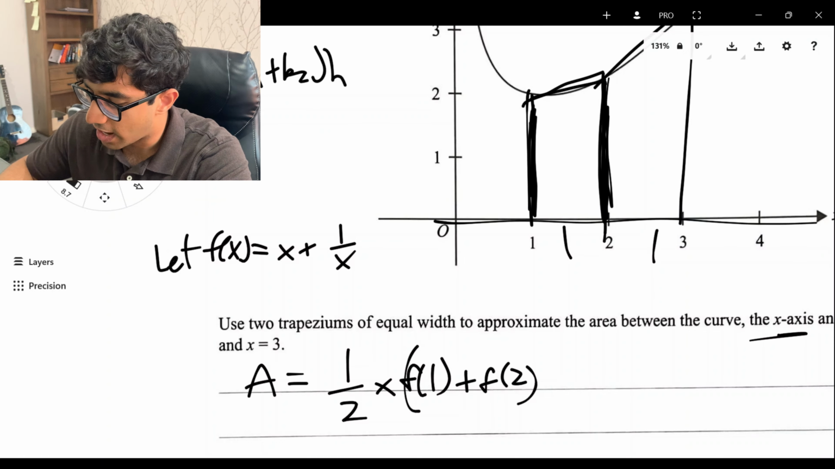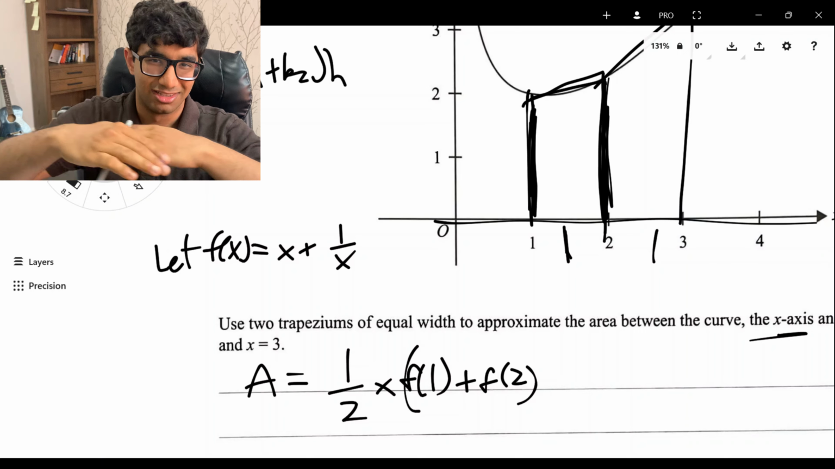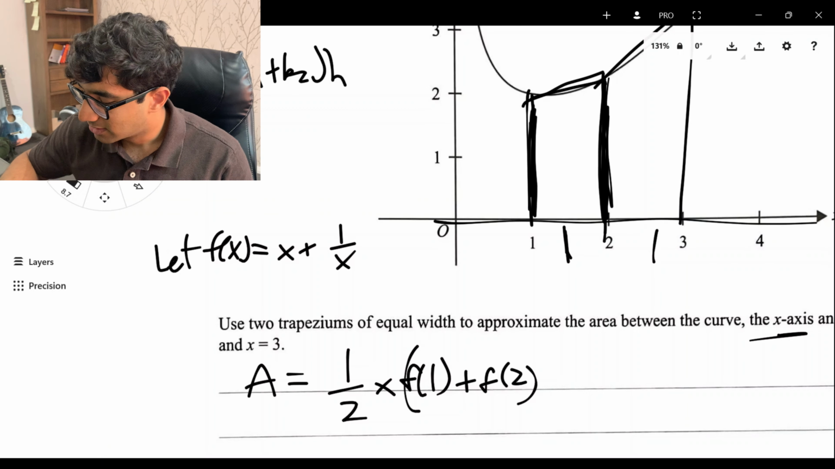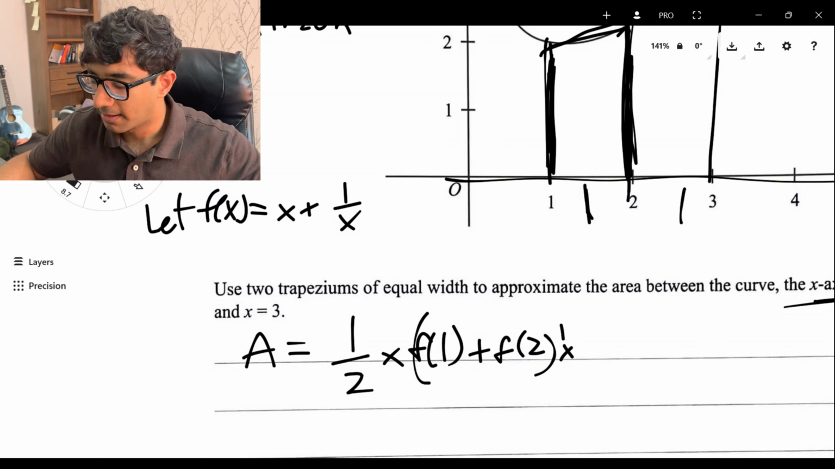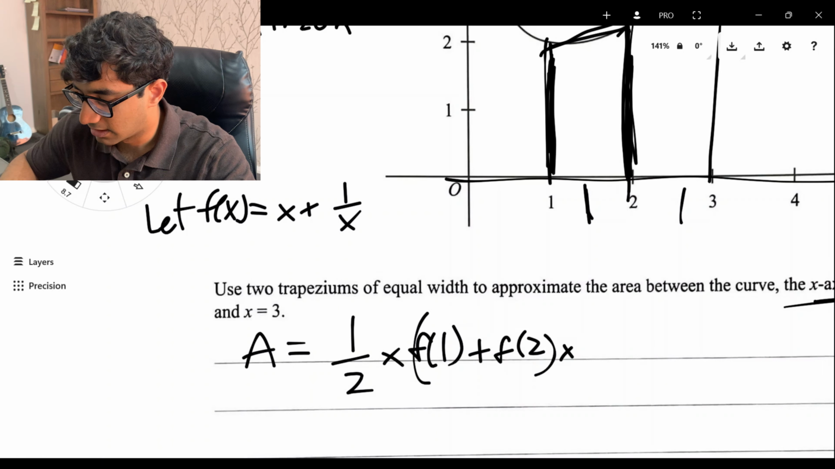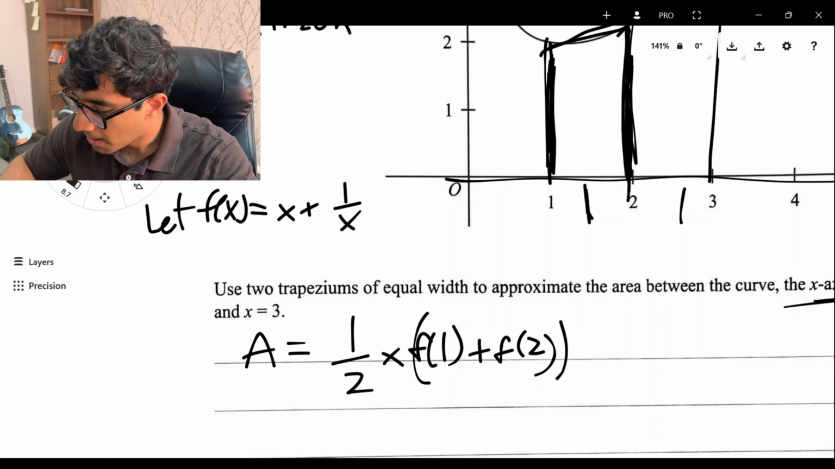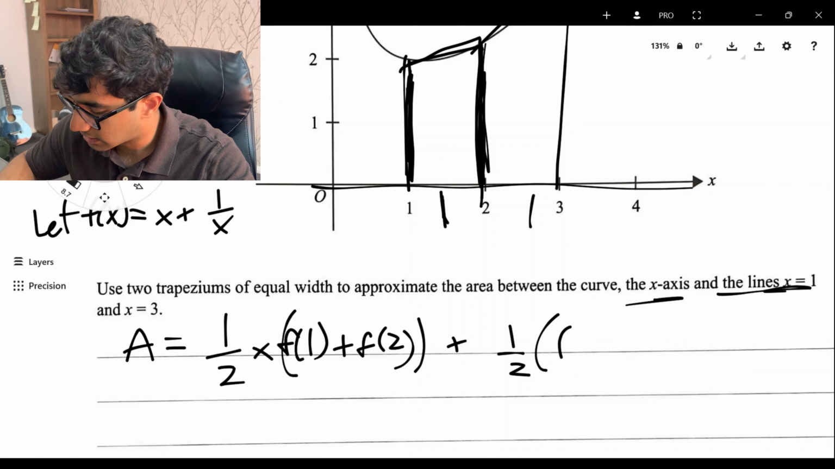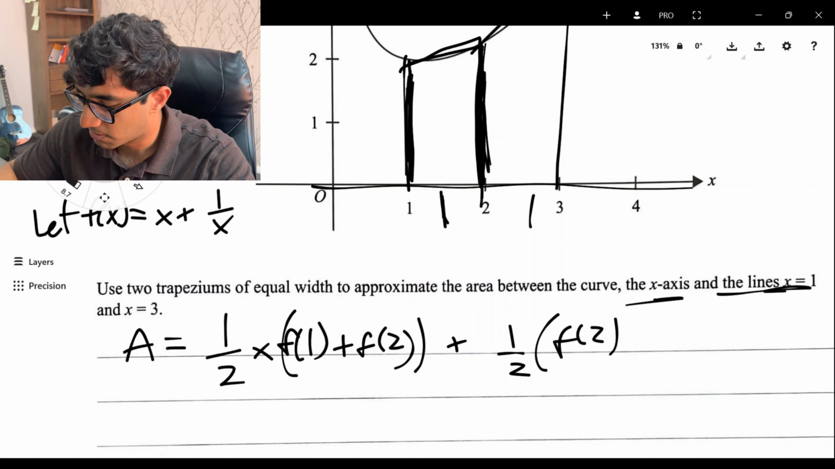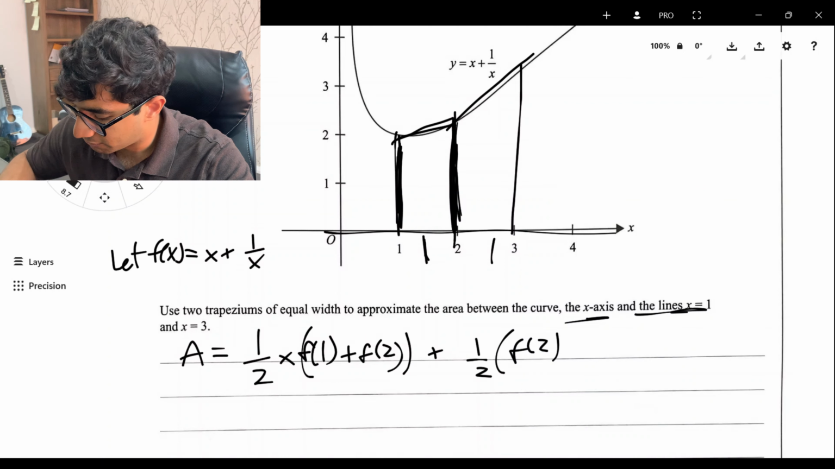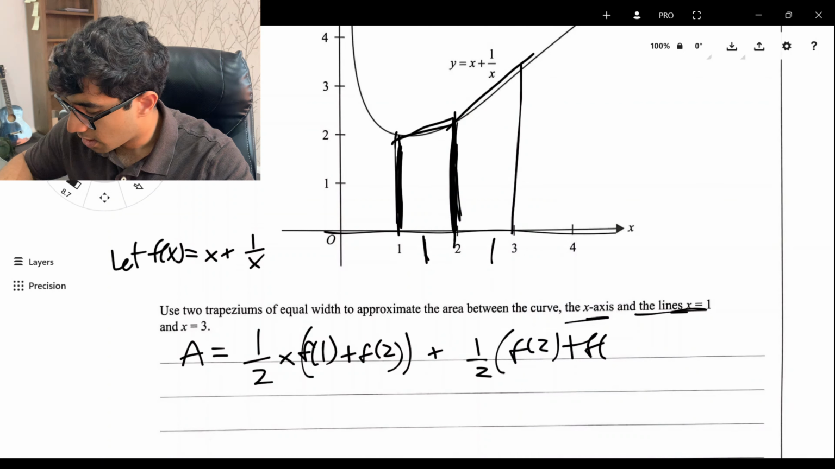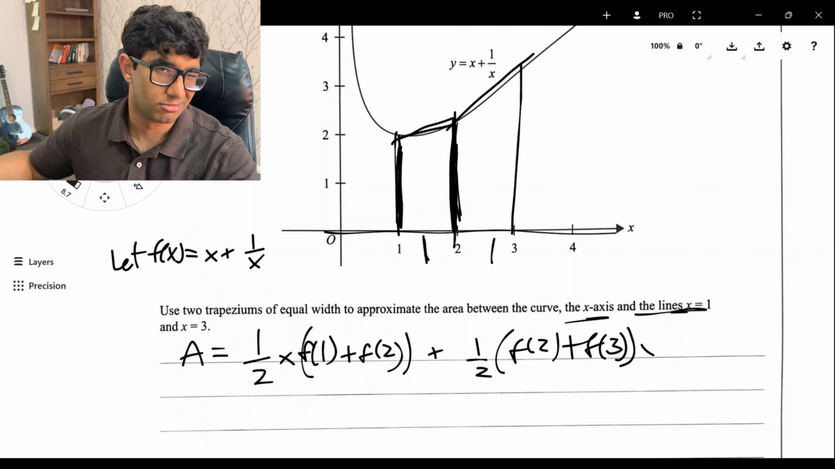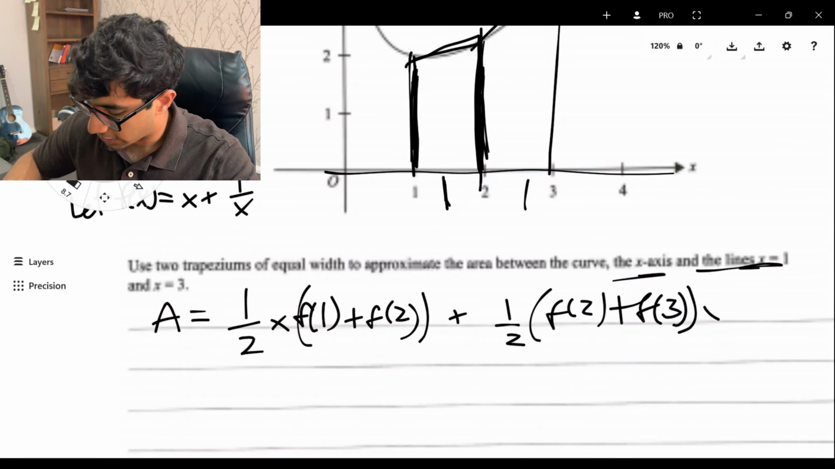Times your height, and your height is the width of your trapezium. So that's just going to be times 1. I'm not even going to write the times 1 because it doesn't make a difference. But hopefully that makes sense. Plus 1/2 of f2, because that's this base for your second trapezium, f2 plus f3. Then you can say times 1 as well, but who cares, right? So there you go, that's that.